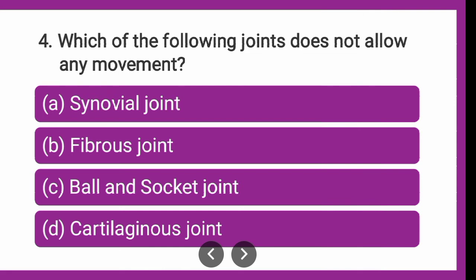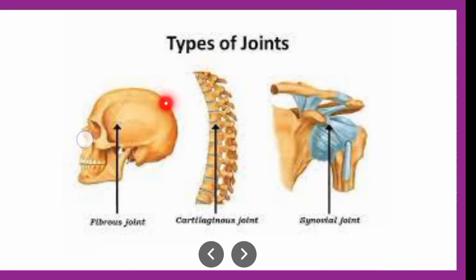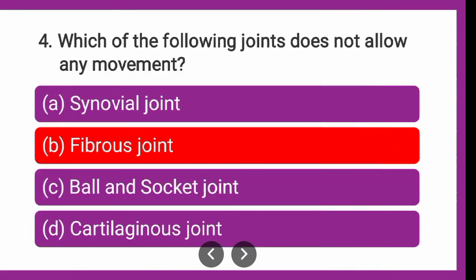You have seen the cartilaginous joint between the ribs and all. Now this fibrous joint, the joint which is there in the skull, is a fixed joint to unite the different bones. So this is an immovable joint. So the fibrous joint, which is present in the skull, will not allow any movement.